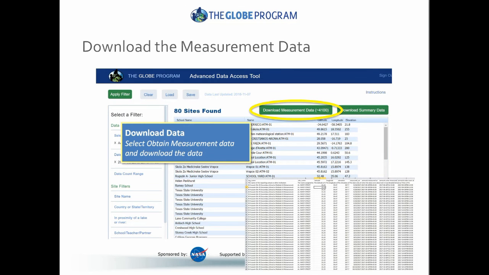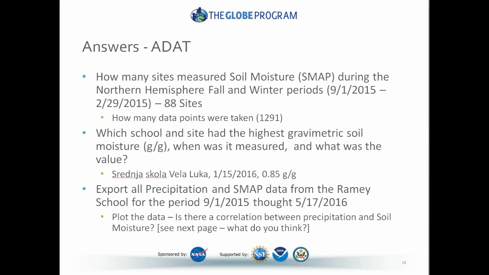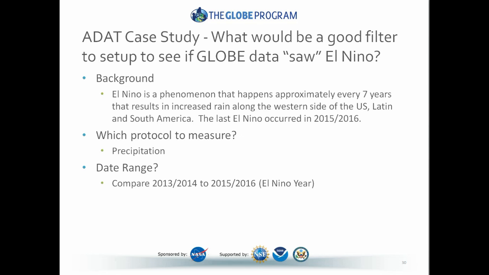So with that, you now know how to use the ADAT tool and download measurement data. As with Viz, I have a couple of tests for you to try some things out yourself. And the answers are also there. And so at this point now you should know how to find your data, find data from other schools, and you can start creating sites, entering data, and then being able to pull that data back out of the Globe Viz system.